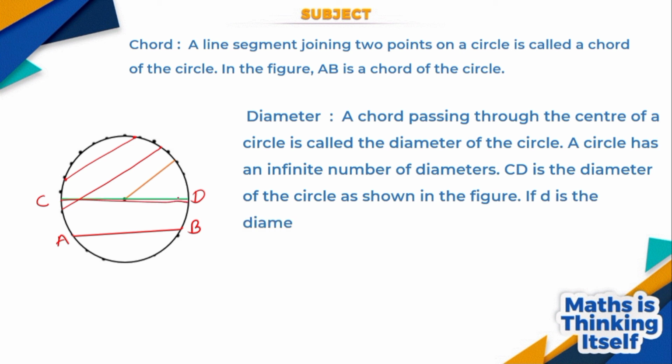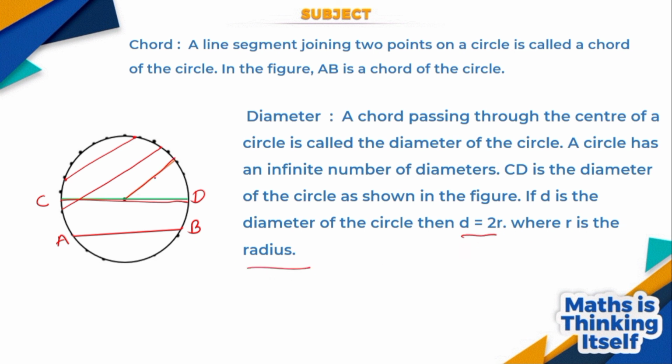If D is the diameter of the circle, then D is equal to 2R, where R is the radius of the circle. You clearly see that it is the radius and diameter is formed by 2 times of it. Thank you students. I hope all of you understand these basic terms: circle, center, radius, chord and diameter.